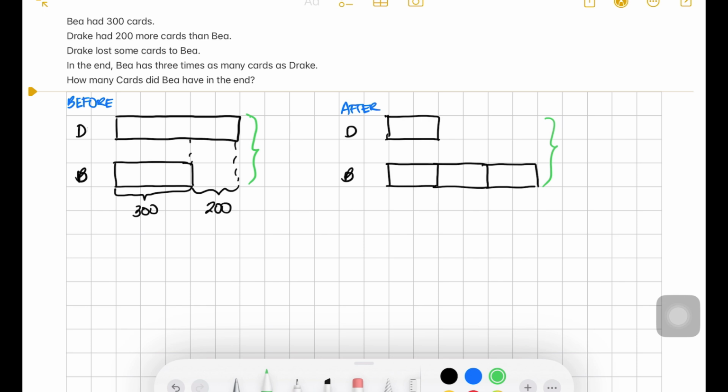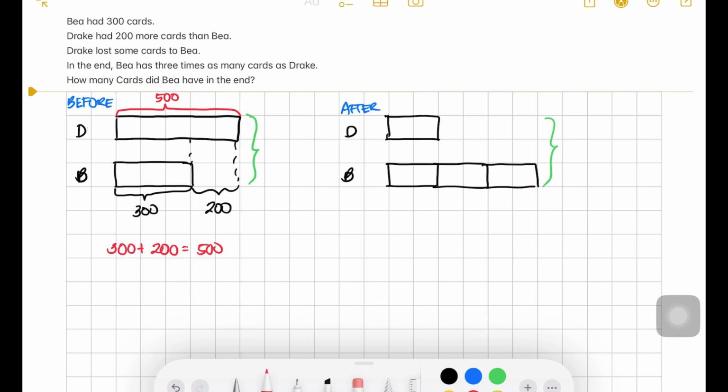All right. So because we only have here the comparison between Drake and Bea's cards and Bea's number of cards, but we don't have the number of Drake's cards. So in that case, we look for Drake's cards at first. So Drake's cards here, I'll label it as red. We look for that by adding 300 plus 200, giving me 500. Okay, so that's 500 cards.